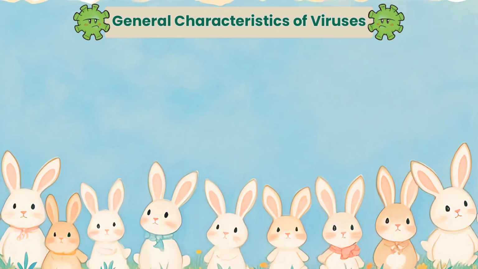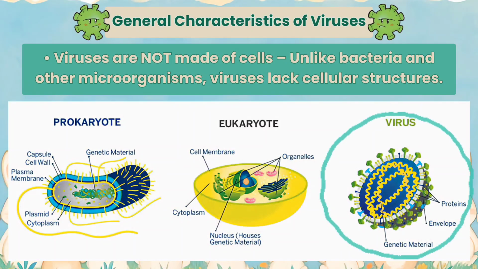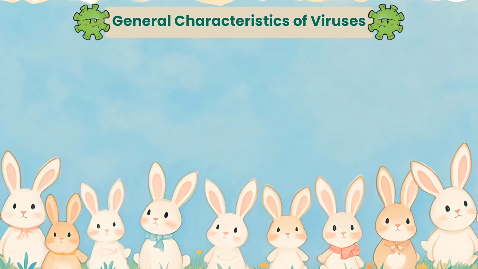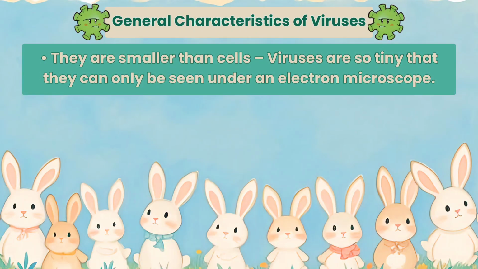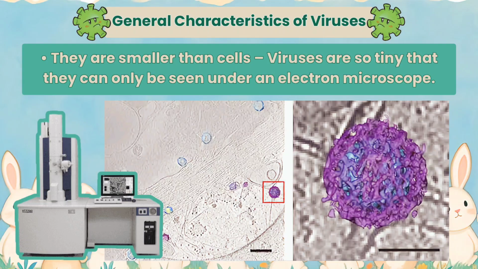Now let us study the general characteristics of viruses. Viruses are not made of cells. Unlike bacteria and other microorganisms, viruses lack cellular structures. They are smaller than cells. Viruses are so tiny that they can only be seen under an electron microscope.